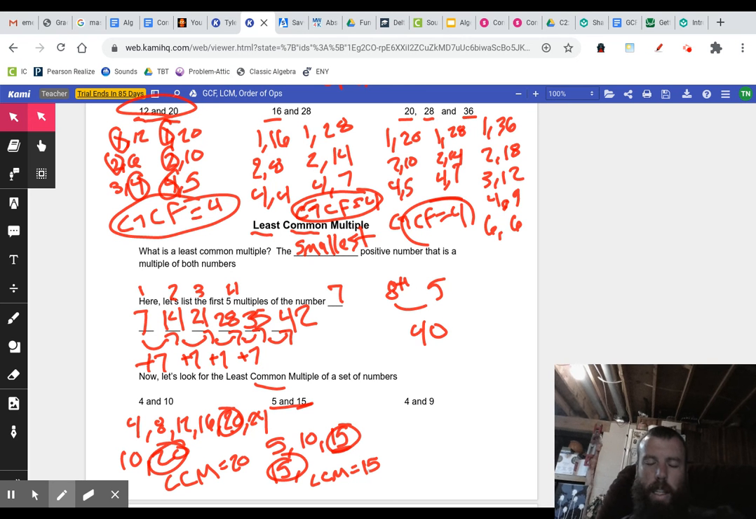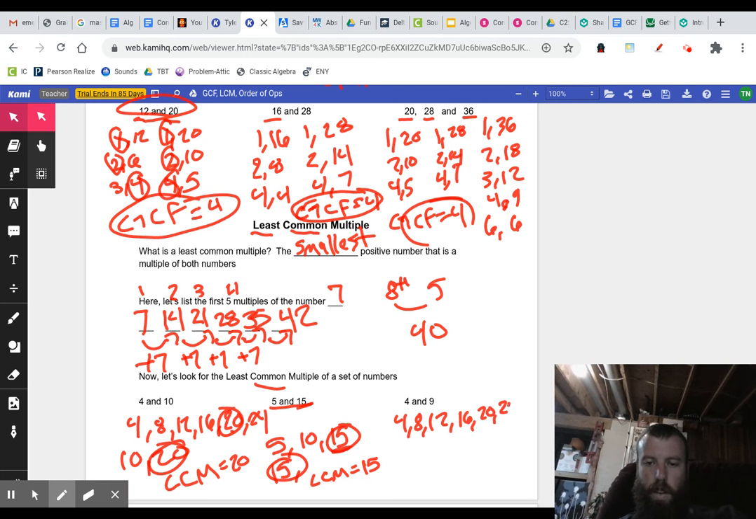Last but not least, we have the least common multiple of 4 and 9. So let's list out some multiples. We have 4, 8, 12, 16, 20, 24, 28. Squeeze that in there. Let's see if we have one if I start with my 9s. 9, 18, 9 times 3 is 27. Nothing shared yet. 36, nothing shared yet. This list has gotten up to 36.